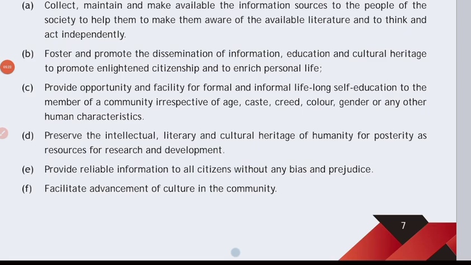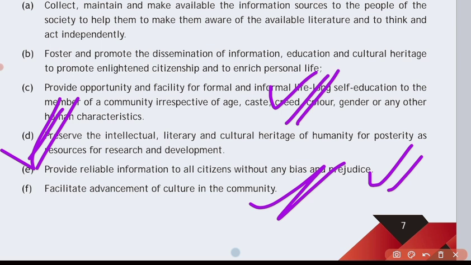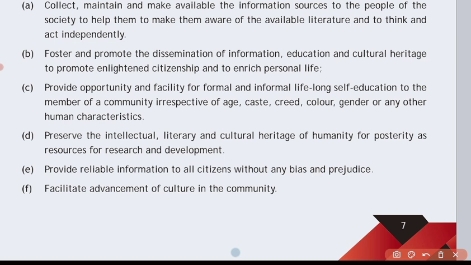Then you can see here the functions of library. These are the functions of library which we should understand very well. Number 1, facilitate the advancement of culture in the community, provide reliable information to all citizens without any bias or prejudice, preserve the intellectual heritage, opportunity and facility for formal and informal life, foster and promote the dissemination of information and knowledge, education, heritage and all, collect, maintain and make accessible the information sources. So we can remember these functions by understanding everything clearly.